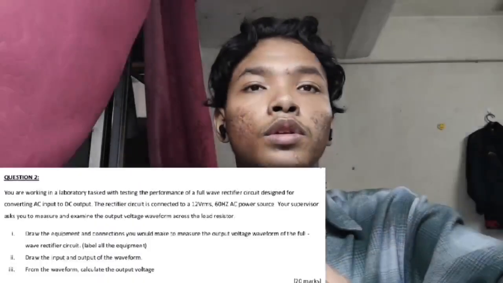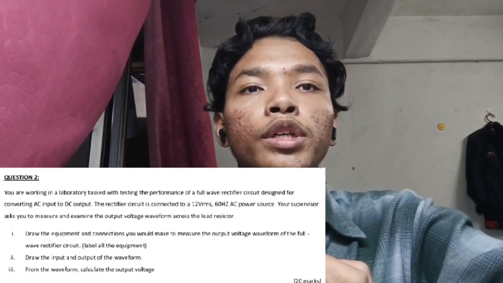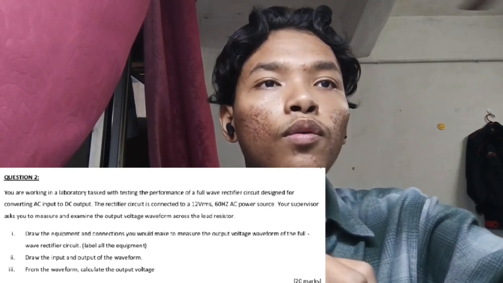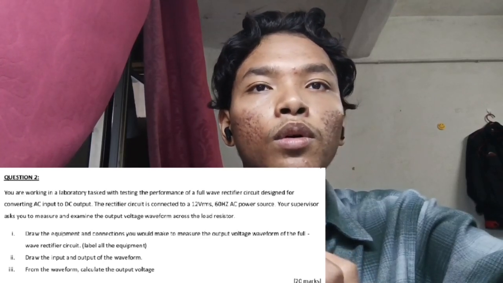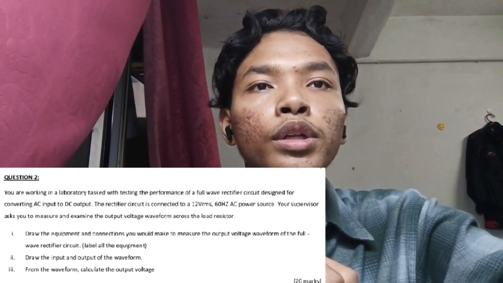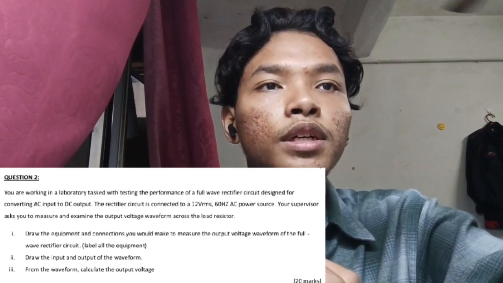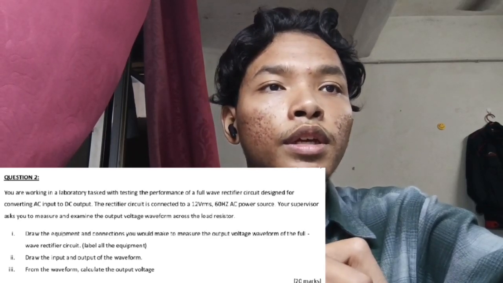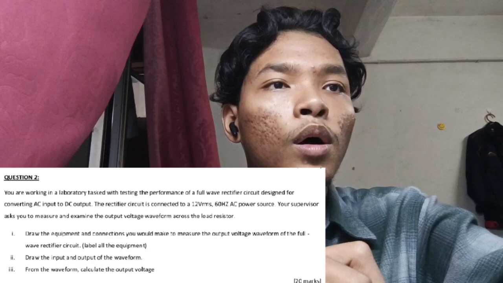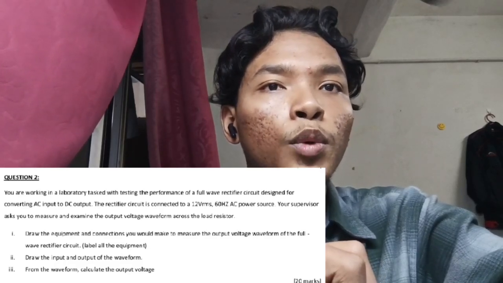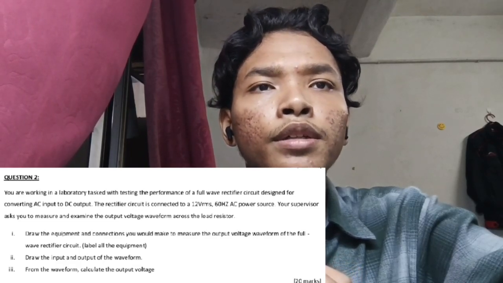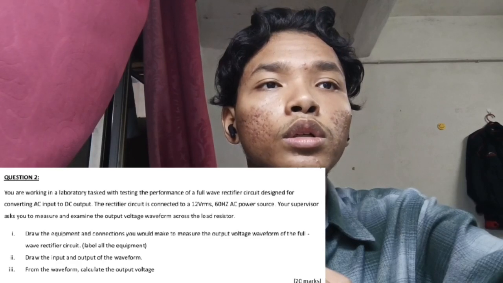So let's start to answer the question. Now we start question number 2. You are working in a laboratory tasked with testing the performance of a full wave rectifier circuit designed for converting AC input to DC output. The rectifier circuit is connected to a 12 VRMS 16 Hz AC power source. Your supervisor asks you to examine the output voltage waveform across the load resistor.